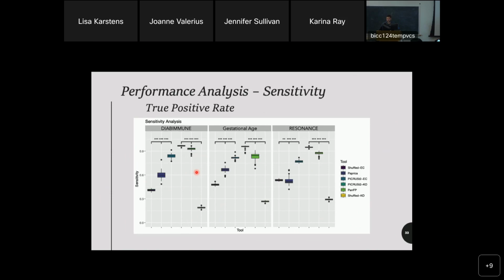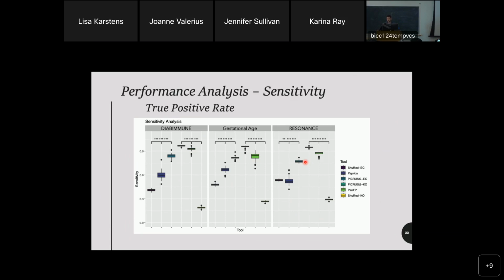So now we'll take a look at the sensitivity analysis, and this measures the true positive rate. Here we observe the same trends across all the cohorts that we investigated. For all cohorts, PICRUSt2 exhibits significantly greater sensitivity for each genome annotation type. And since each tool exhibits significantly greater sensitivity than the shuffled null data set, we can assume that these findings are biologically relevant. We can interpret these results as PICRUSt2 predicting more genes as being present compared to other tools.